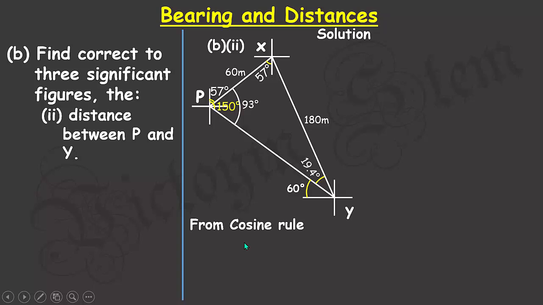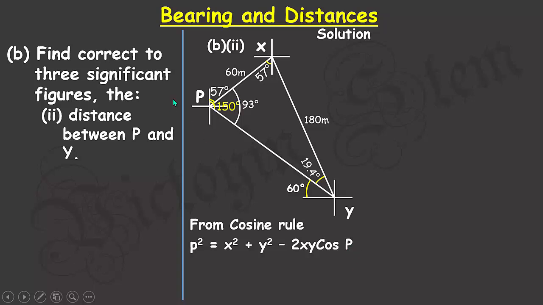Now let me take you through all the possibilities for the cosine rule, the formula from this triangle. Small letter p signifies the side facing angle P, which is 180 meters. p squared equals x squared, where x is the side facing angle X, which is PY, and then y is the side facing angle Y, which is 60 meters.